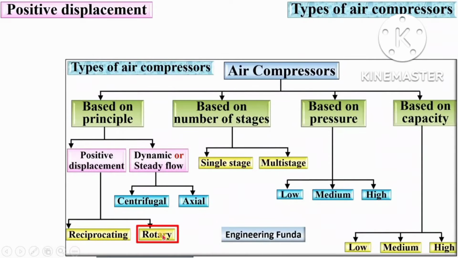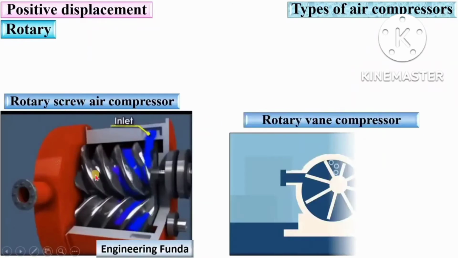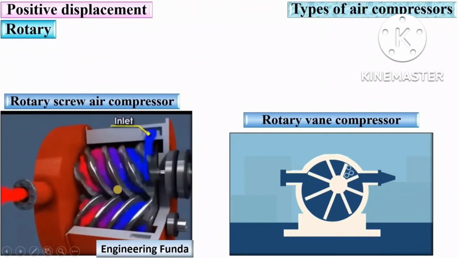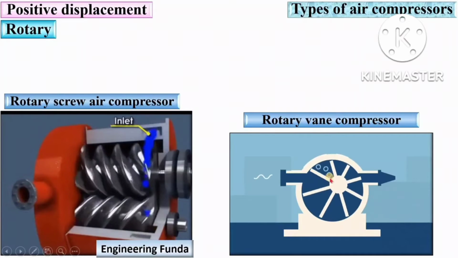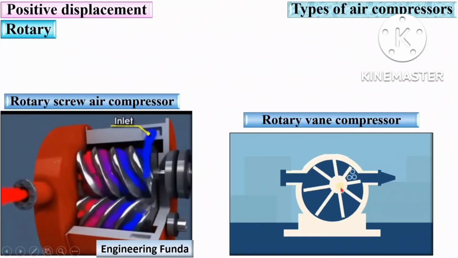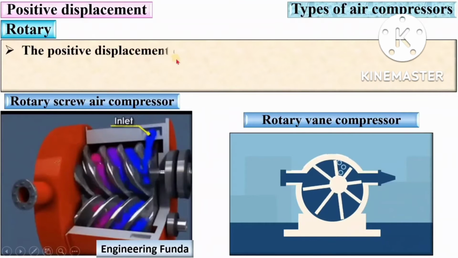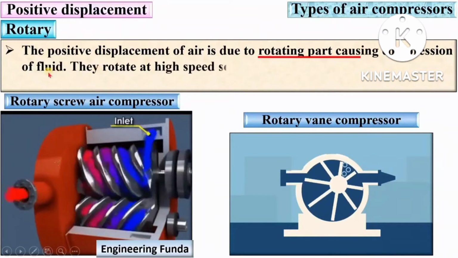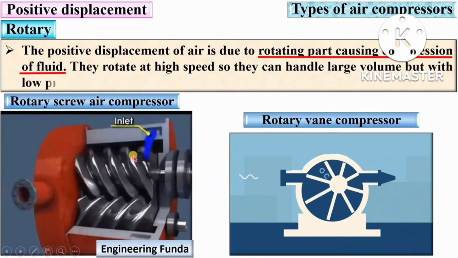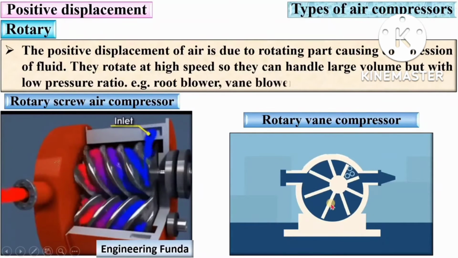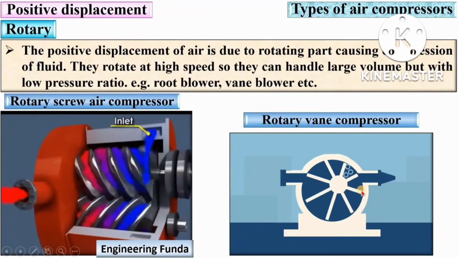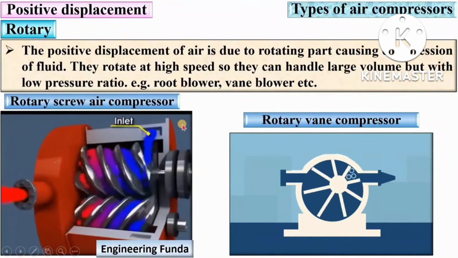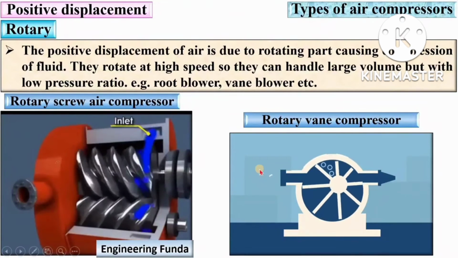Now next, rotary compressor. In this figure you can see a rotary air compressor, that is specifically a screw compressor. In this figure also you can see a rotary vane compressor. The positive displacement of air is due to the rotating part causing compression of fluid. Here you can see, they rotate at high speed so they can handle large volume but with low pressure ratio. Example, root blower, vane blower, etc.